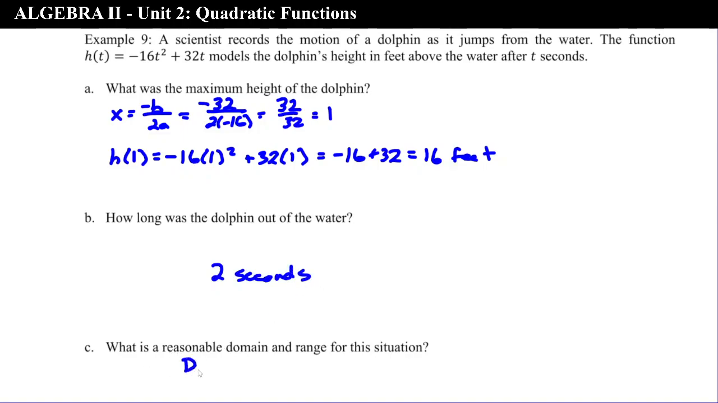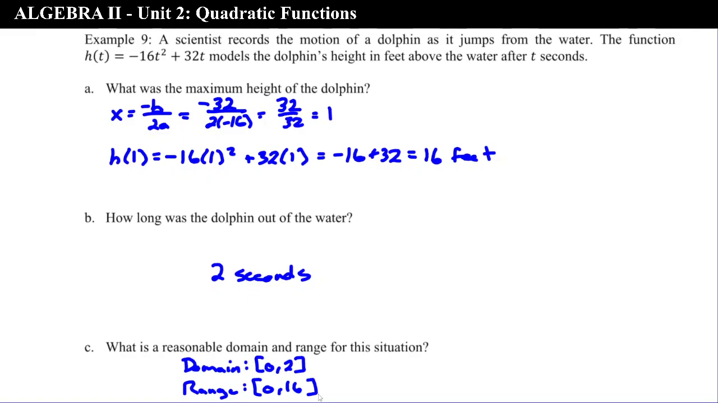And then the domain would be our time, 0 to 2 seconds, and our range would be our height, which would be 0 to 16 feet.